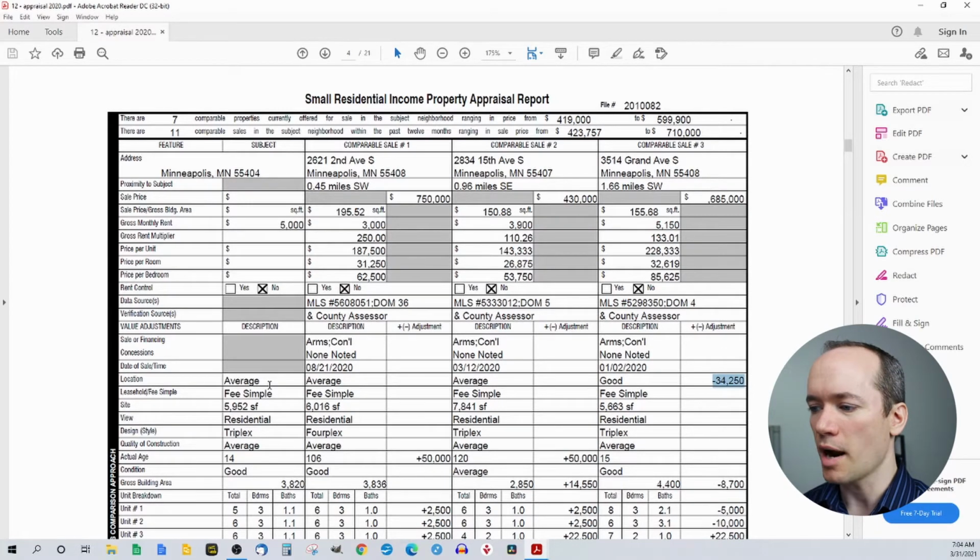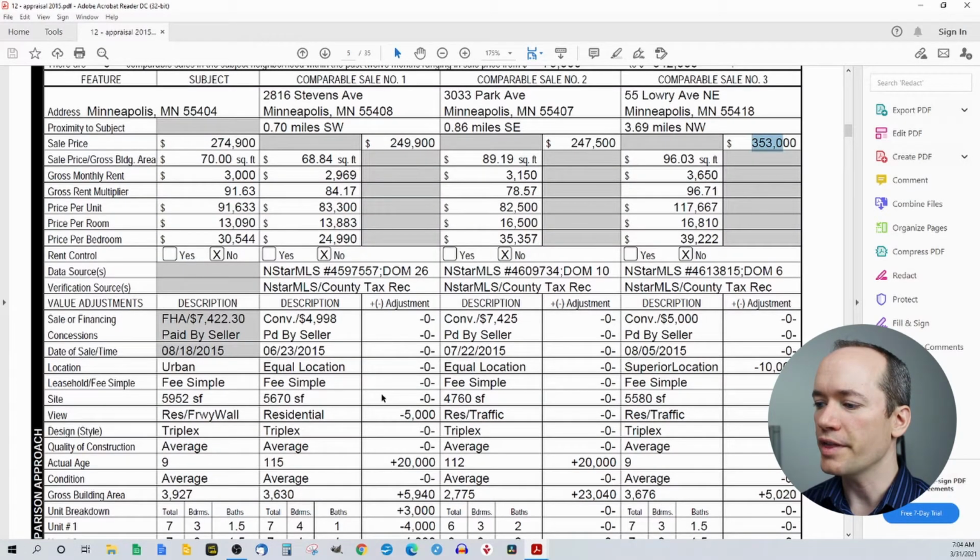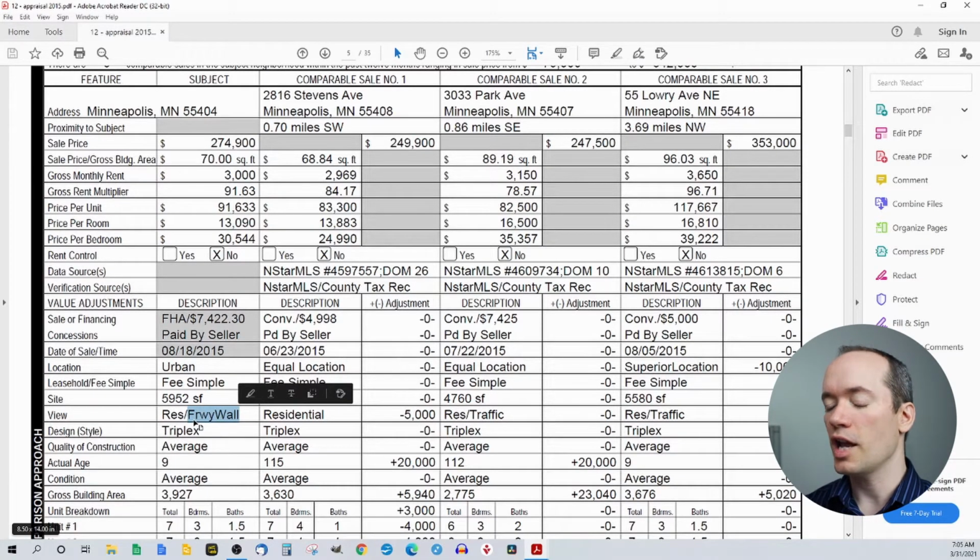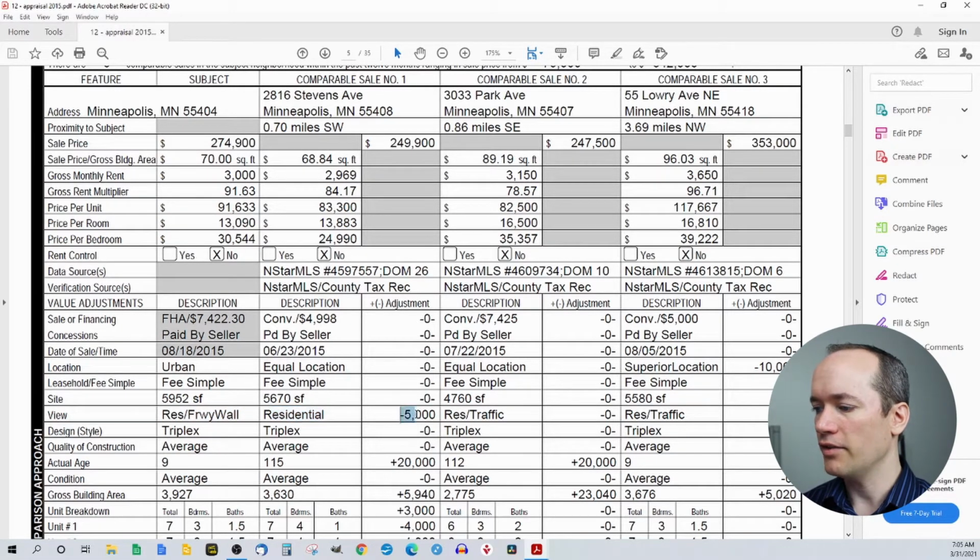Now I'm back again at the 2015 appraisal, and the next adjustment that's made is for the view. Something that's interesting about this property, it is right next to the highway, and so we have a freeway wall or a sound wall that is up in front of our property. There's no neighbors across the property, but we do have to look upon this wall. So in comp number 1, they're saying that the view is residential, and they make an adjustment down of $5,000. And the subsequent comparables have residential traffic and residential traffic.